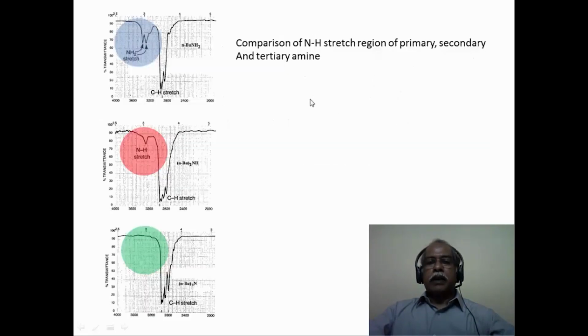So one can compare the NH region of the primary, secondary and tertiary amine. Tertiary amines do not have any NH, so you don't see any peak in this region. The blue dotted region, for example, does not contain any peak because there is no NH in it. This is tri-n-butylamine, which is a tertiary amine. This is di-n-butylamine and this is butylamine. So one can see very clearly in the case of butylamine a doublet, in the case of di-n-butylamine a singlet, and there is nothing in the case of tri-n-butylamine.